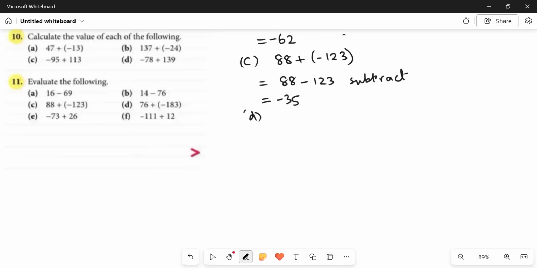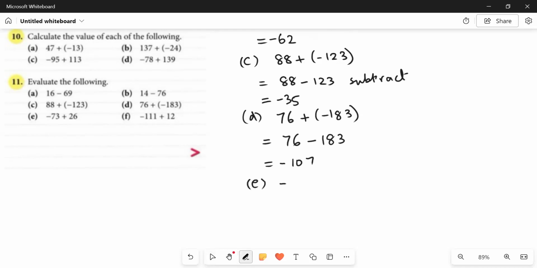Next, we have part D. Same thing. 76 plus minus 183. 76 would remain the same, plus minus, minus 183 as it is. And then we'll have to subtract. 183 minus 76 is equal to 107. 183 is negative, so the answer would be negative 107.